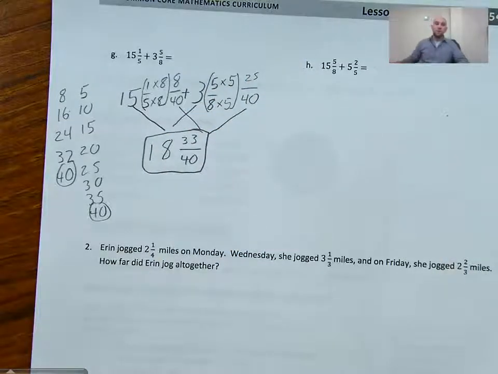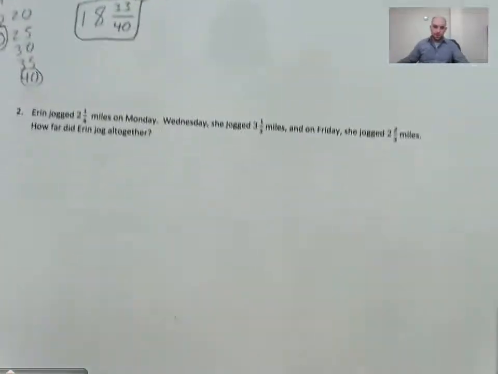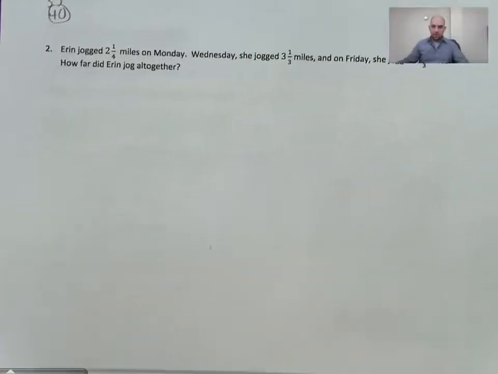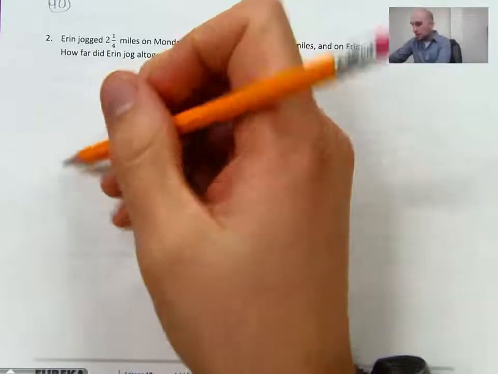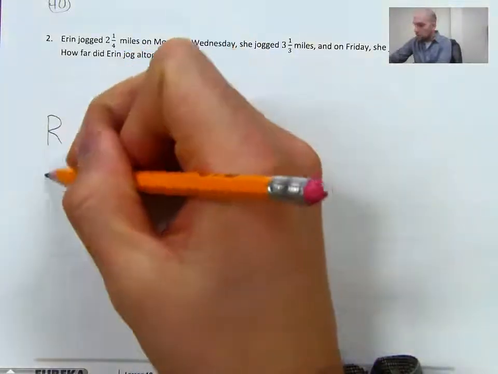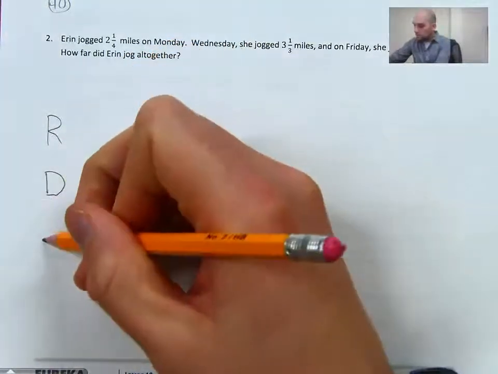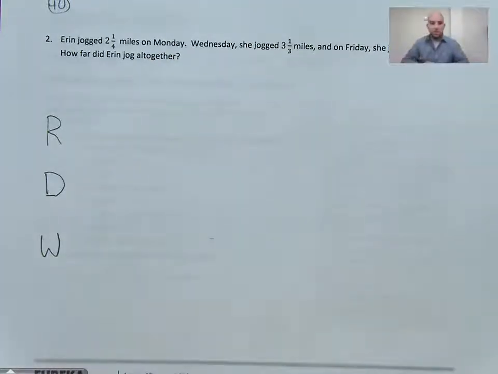All right, now we'll move on to our word problem. Before I start my word problem, I'm going to write R, D, W here on the side of the page. My R stands for read, so I'm going to read my problem.